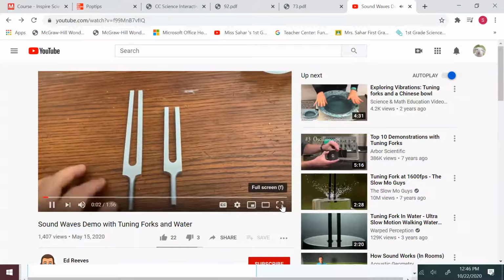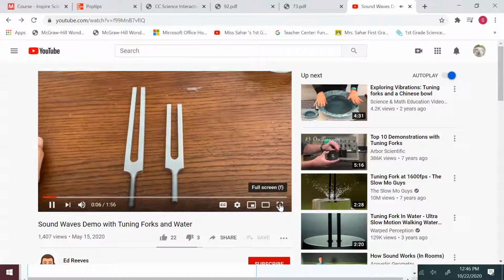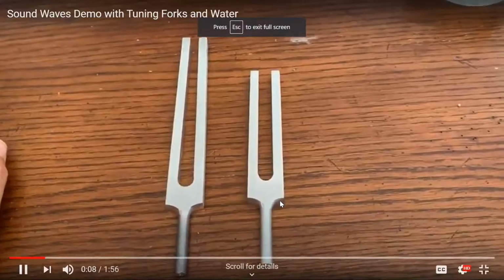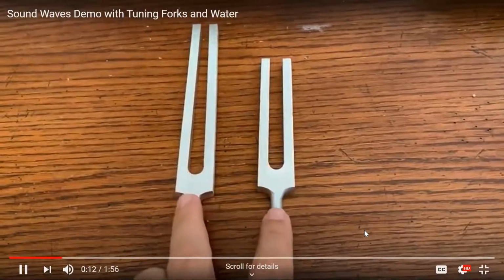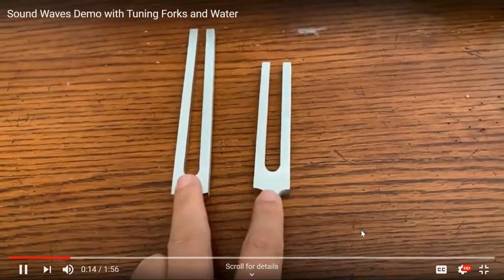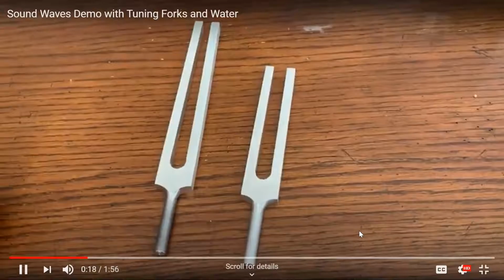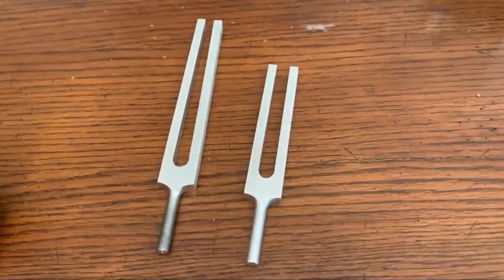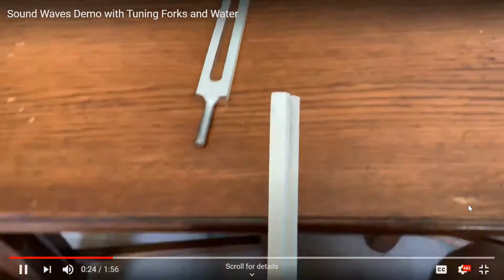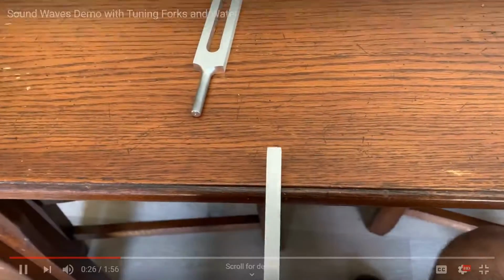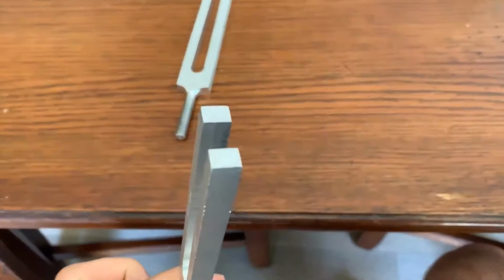Hey you guys, Mr. Reeves here. So I want to do a demonstration of sound waves for you. And to do that, I've got these devices. They're called tuning forks. Each one produces a different frequency. Can you predict which one has the higher frequency? I don't know. Think about it. All right, let's try the little one first. So I'm going to bang it on the table, listen to the sound. Oh, yeah, that hurts my ears from here.